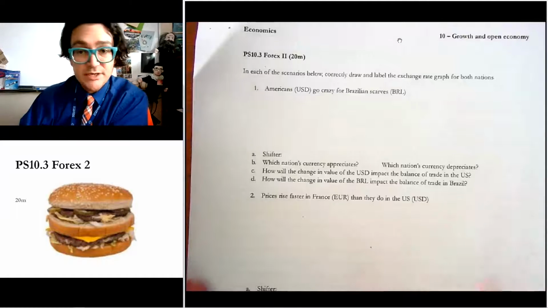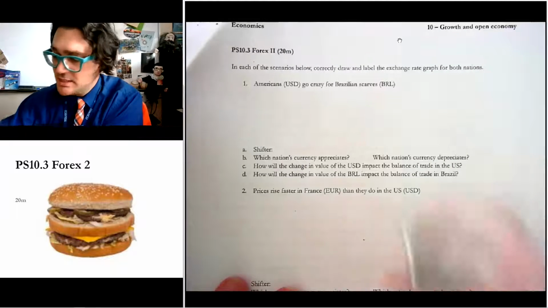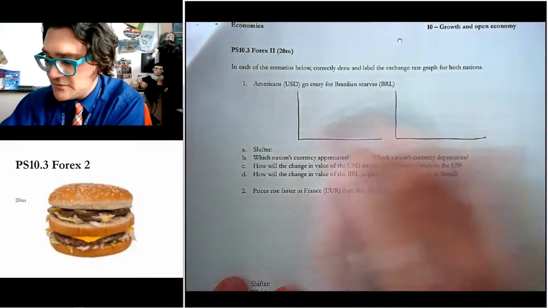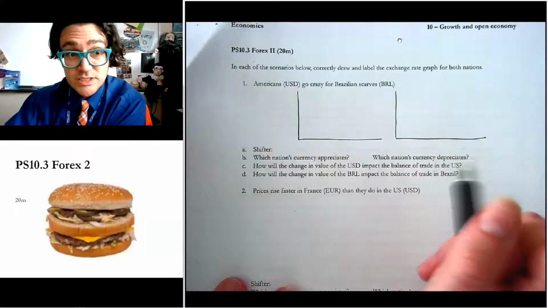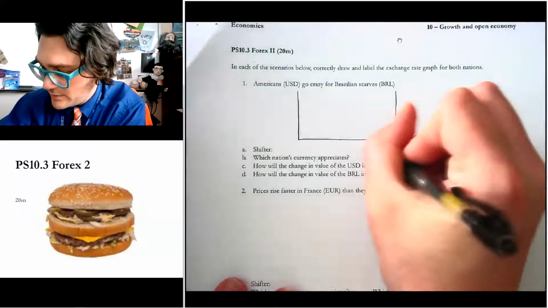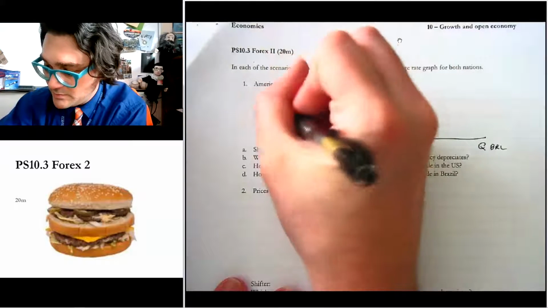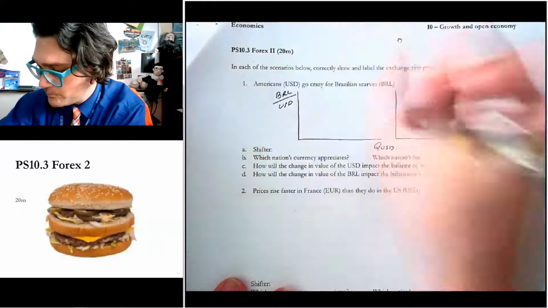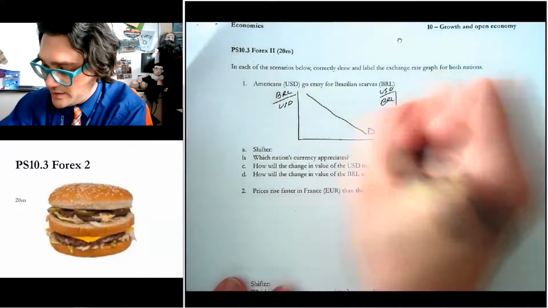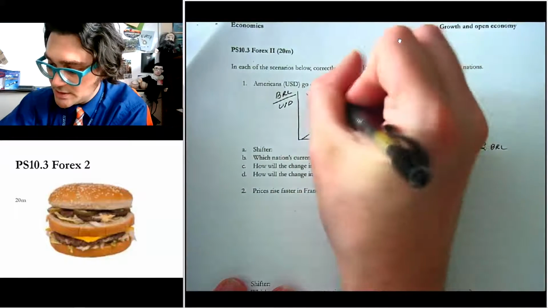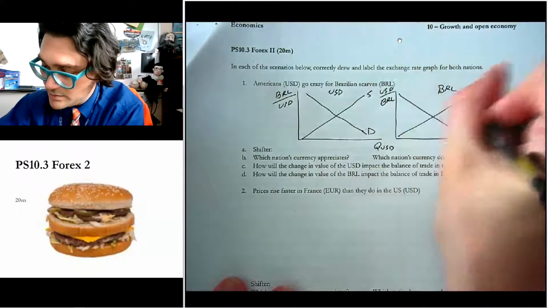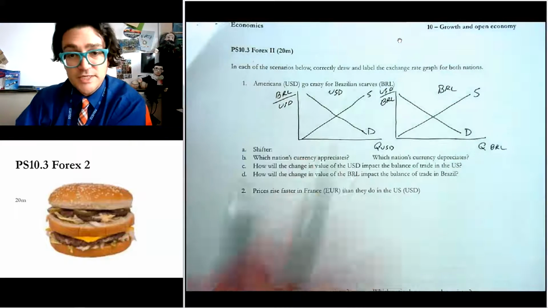All right, so each of these three scenarios is just draw and label two exchange rate graphs. The first one is dollars: Americans go crazy for Brazilian scarves. So we're just going to label here, and we have demand and supply. This one's the US dollar market, and that's the Brazilian market. Demand, supply.